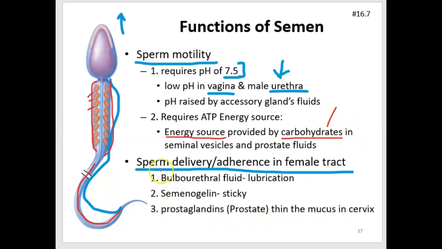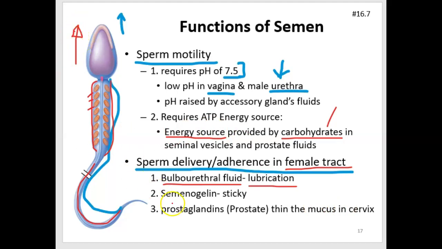And last but not least, how is the sperm going to move through the female tract with all the secretions that the female reproductive tract has? Well, or maybe not very smooth surface. The bulbourethral fluid is really important for lubricating the female tract. It helps the sperm continue their movement or motility.